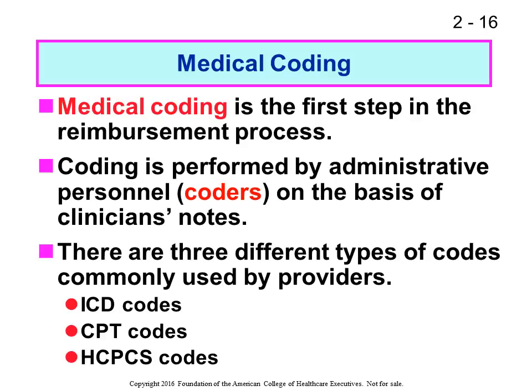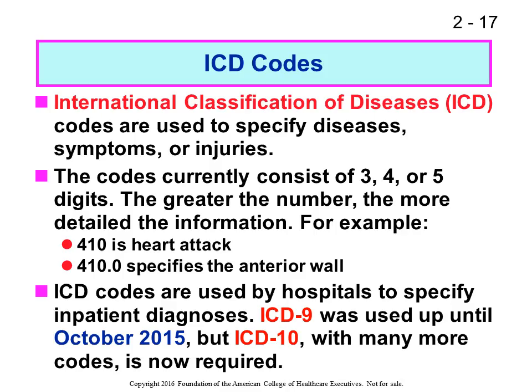Now, there are three different types of codes that are commonly used by providers. I have them listed for you: the ICD, the CPT, and the HCPCS code. So you have two different types. You have both diagnostic and procedural coding that has to be done on all patients for their claims. So when we talk about ICD codes, slide number 17, these are pretty much the codes that help to identify diseases, symptoms, or injuries that were associated with the patient when the patient came to the facility. Okay?